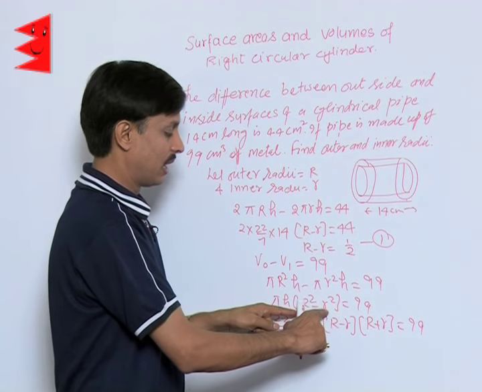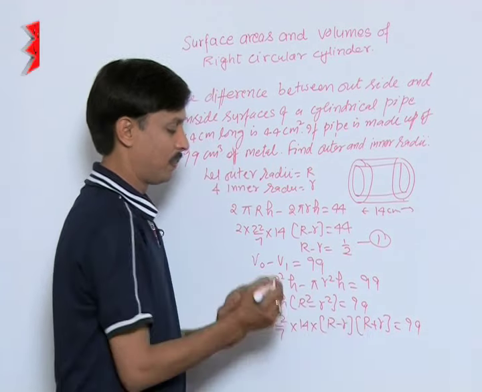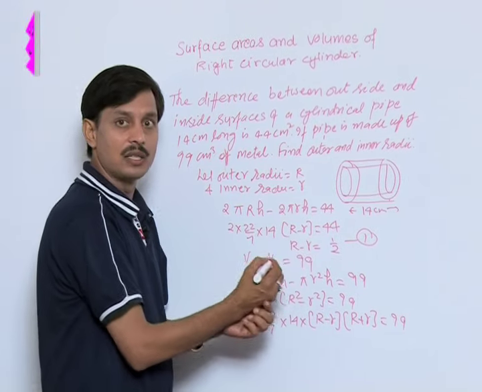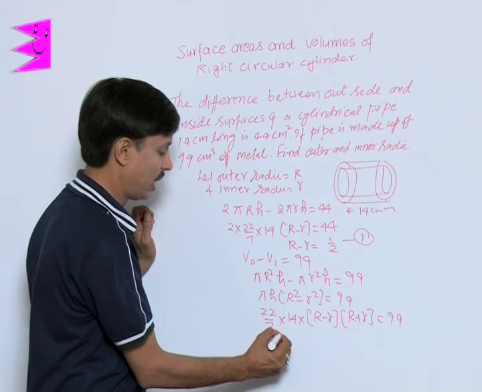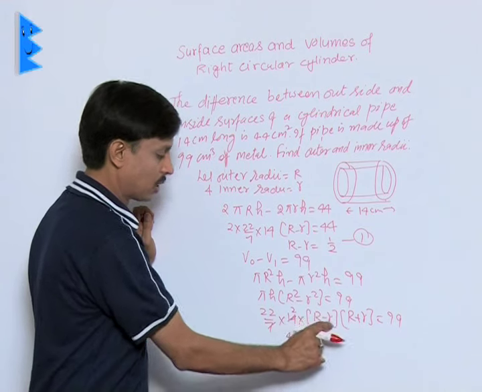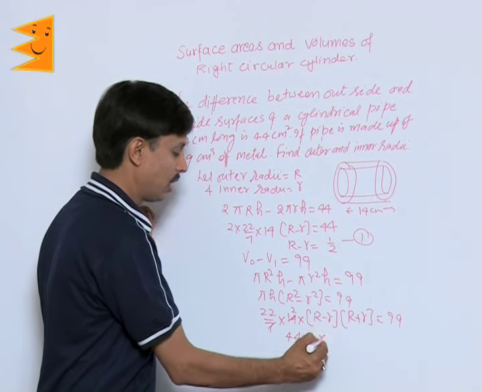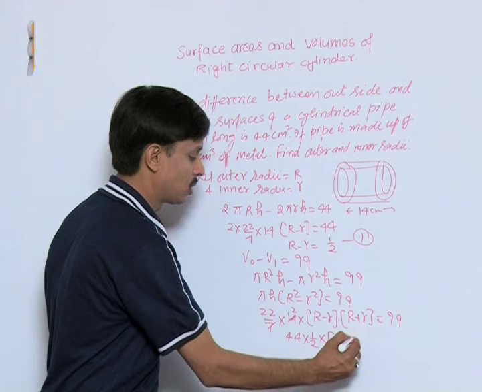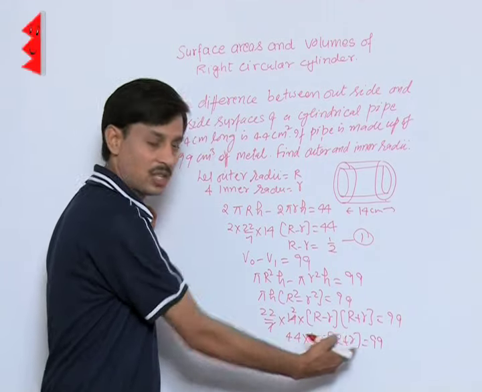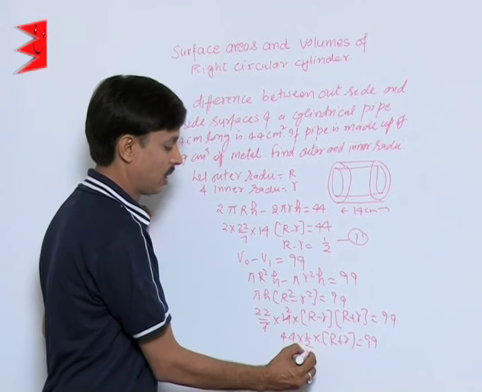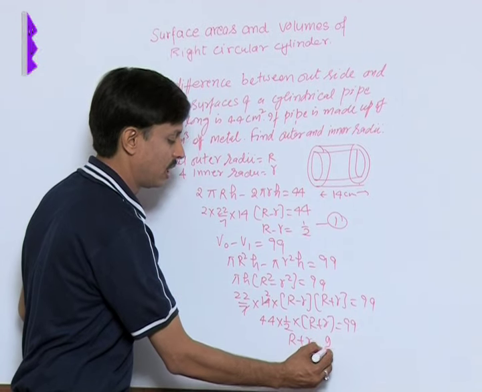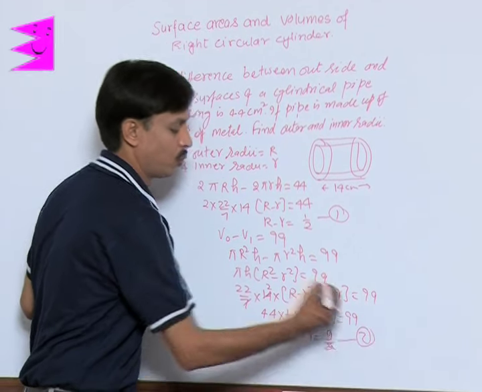Why? Because a square minus b square is a minus b into a plus b. From equation 1, R minus r is half. So I can say 7 twos are 14, 44 in place of R minus r, half into capital R plus small r is equal to 99. On simplification, I will get R plus r is equal to 9 by 2, equation 2.